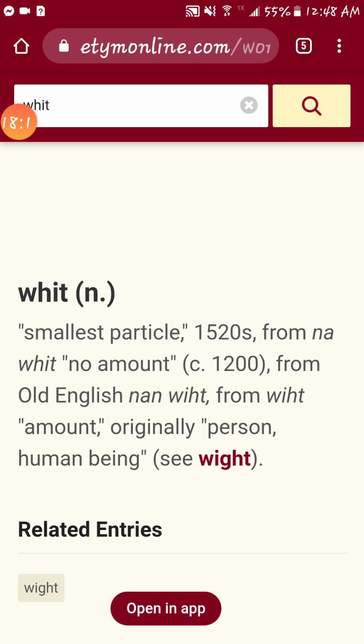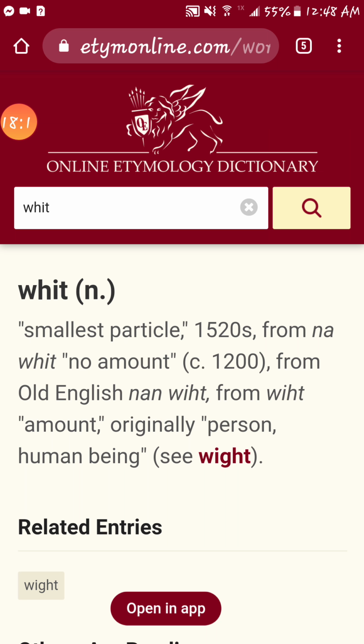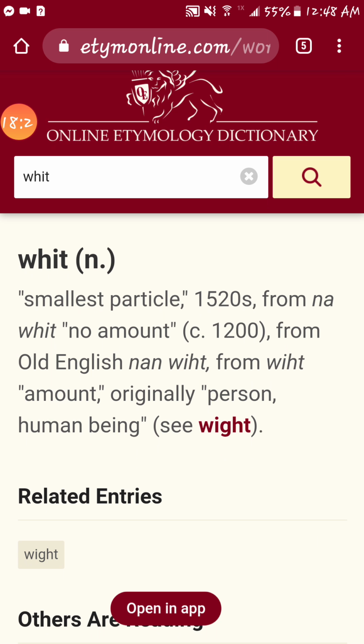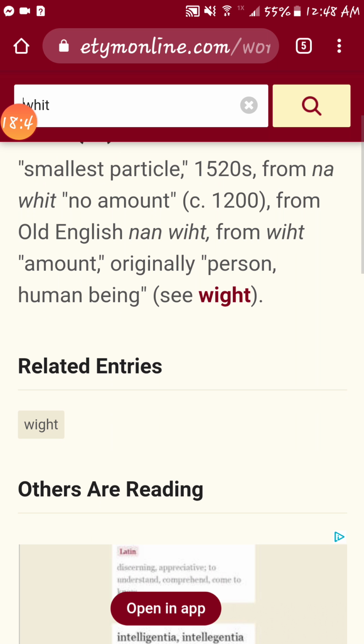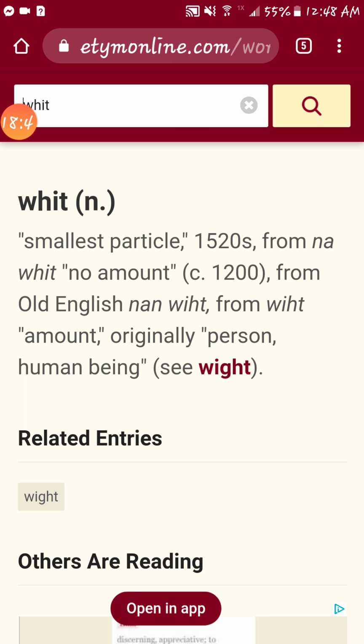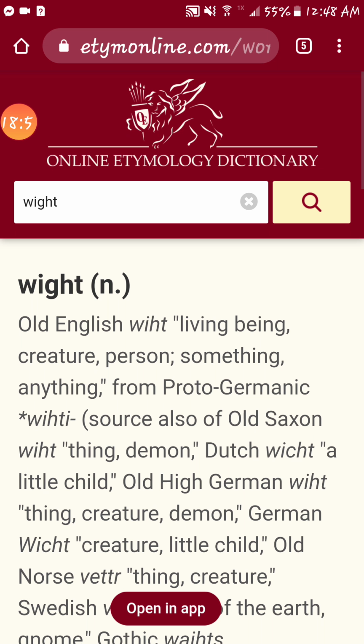Wit. Right? Damn, if I had a dictionary, I could better show that. But I gotta give it to you like this, guys. So, wit is a noun, right? That's where white comes from. It's the smallest particle, from no wit, no amount, circa 1200, blah, blah, blah. From wit, with H being next to the T. Amount, originally person, human being. But check this out, right? See, white. You know how they call themselves white people, right?